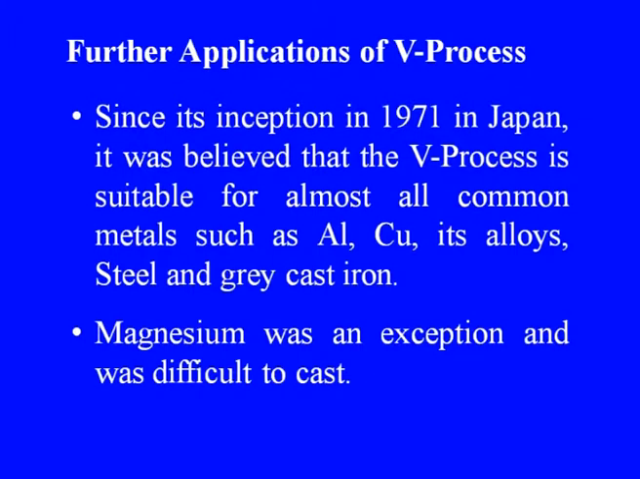Now let us look at some of the applications which are developed recently. Since its inception in the year 1971 in Japan, it was believed that the V process is suitable for almost all common metals such as aluminium, copper and its alloys, steel and grey cast iron. However, magnesium was an exception and was difficult to cast. Of course, magnesium is a metal which is otherwise also difficult to process. It is highly reactive and therefore it is potentially dangerous to work with magnesium.